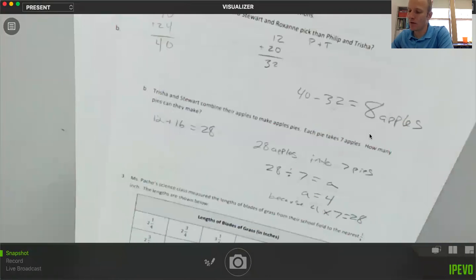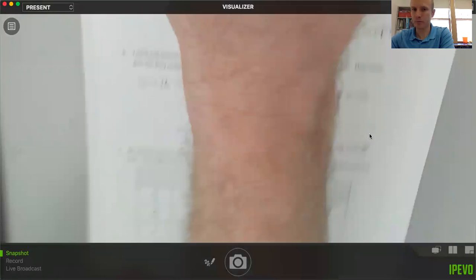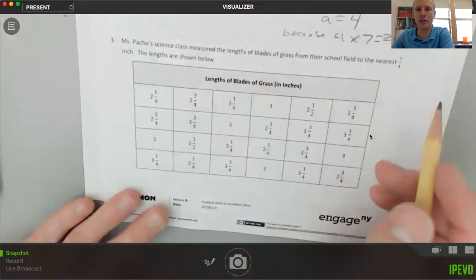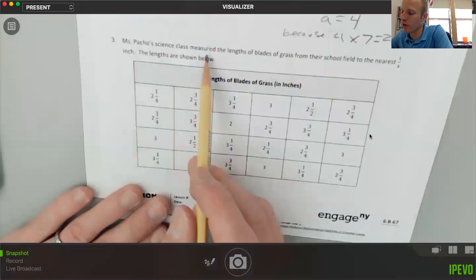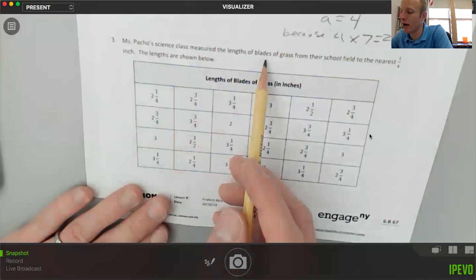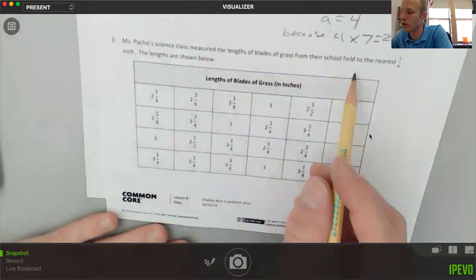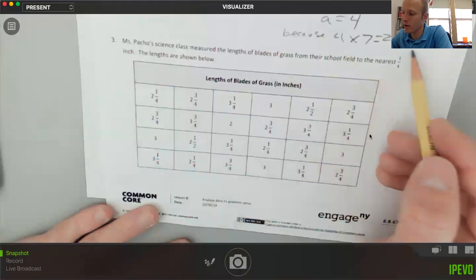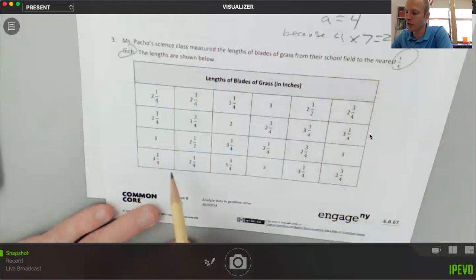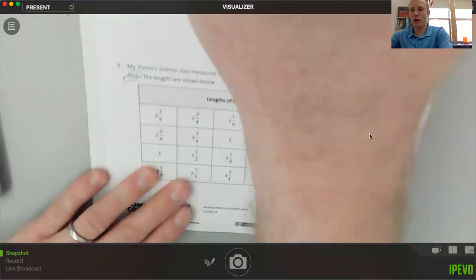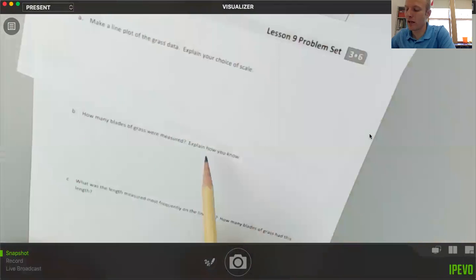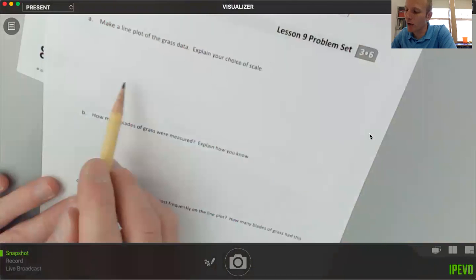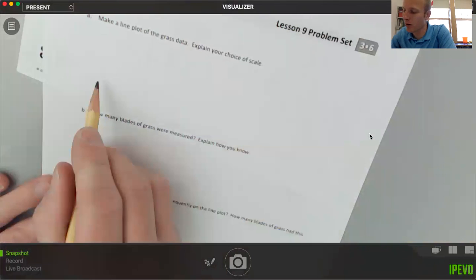All right. The next one says, this is where we've been having some challenges lately, is with this sort of problem. Miss P's science class measured the lengths of blades of grass from their school field to the nearest quarter inch. Nearest quarter inch is important. The lengths are shown below. So we have that, and then we have our next page, which says, make a line plot for the grass data. Explain your choice of scale.